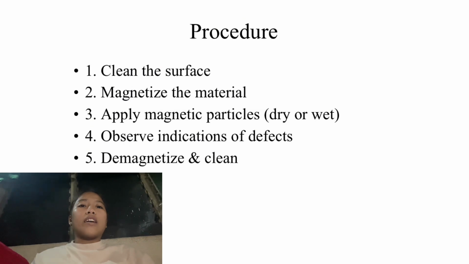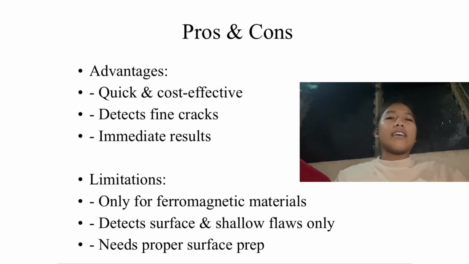The steps are straightforward. First, the surface is cleaned. Second, the material is magnetized. Third, the magnetic particles are applied either dry or wet. Fourth, the inspector observes if the particles form around cracks. Lastly, the part is demagnetized and cleaned. Here are the pros and cons.